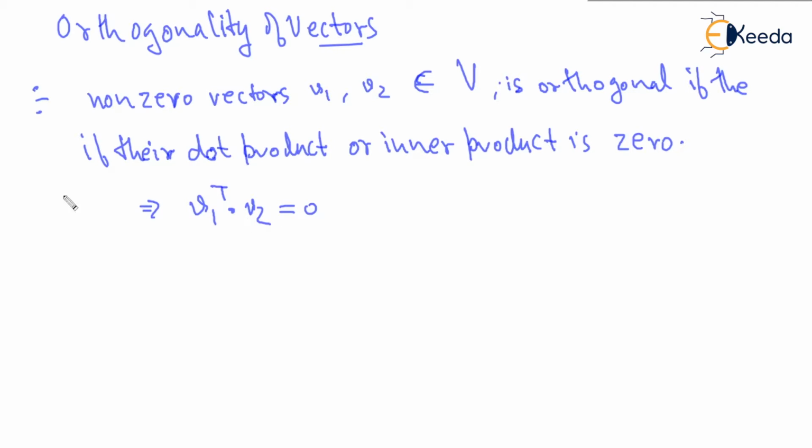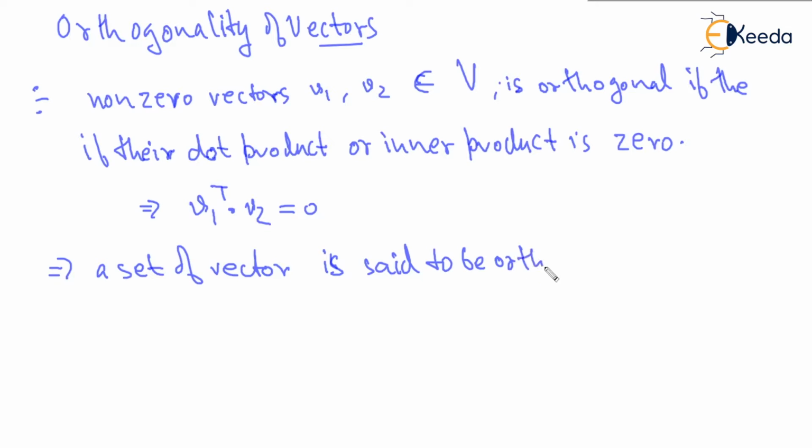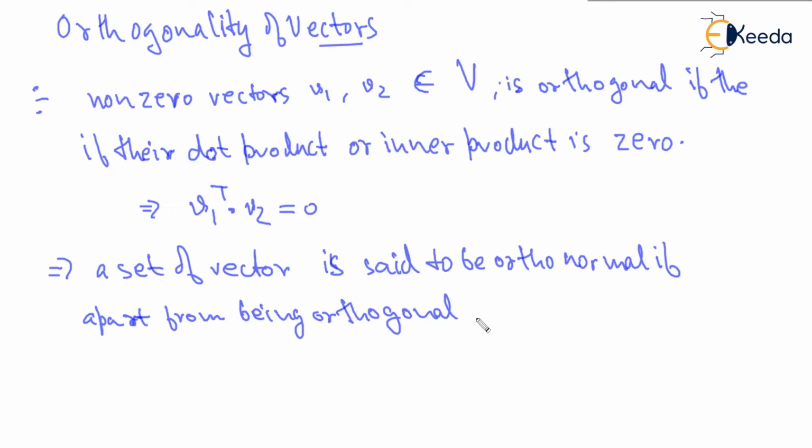And from this, a set of vectors is said to be orthonormal if, apart from being orthogonal, each vector is of unit length.